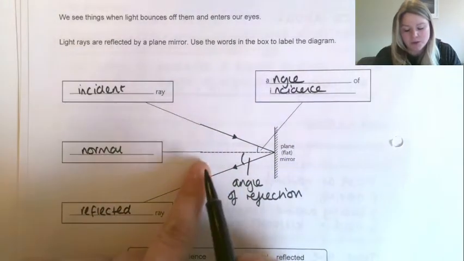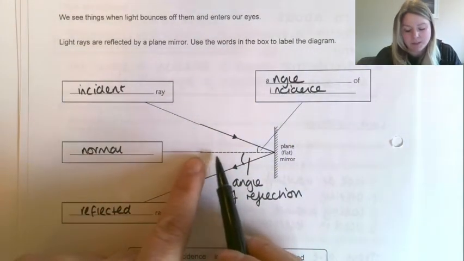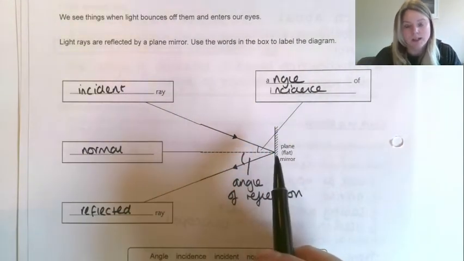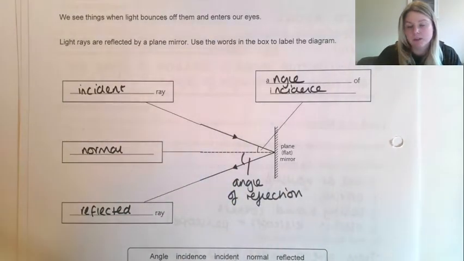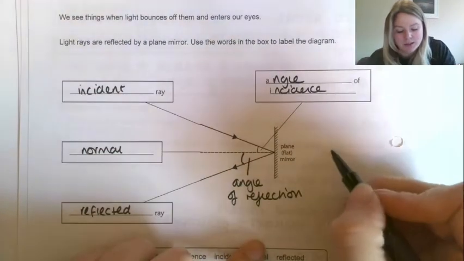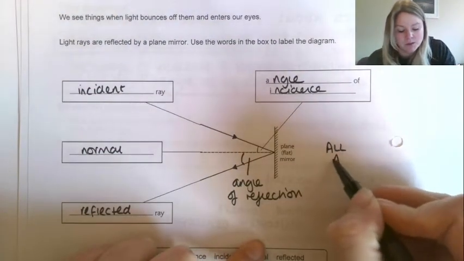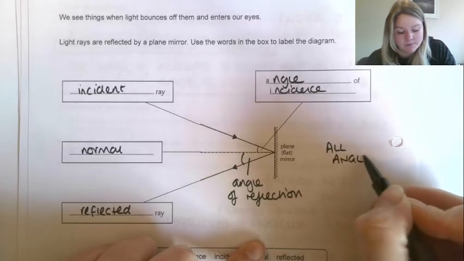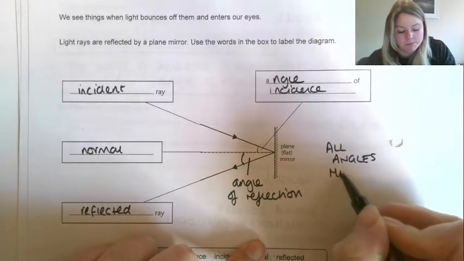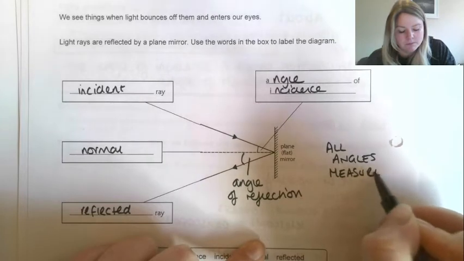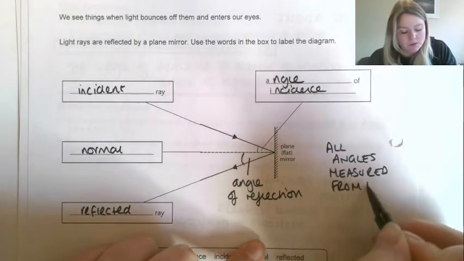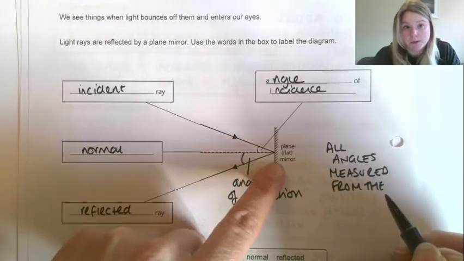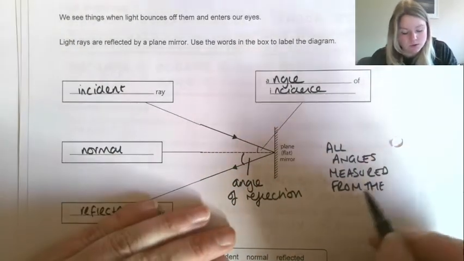Now, Mrs. Turner talked you through how this little imaginary line, the normal, is where all angles are measured from. That is one of the most important things to remember in this topic. People forget it all the time. So if we add that in, all angles are measured from the normal. And questions will try and catch you out. They'll give you the angle to the mirror and then you'll need to use the one to the normal.